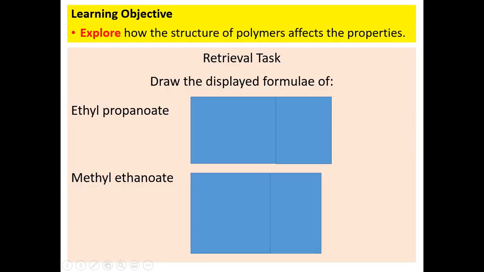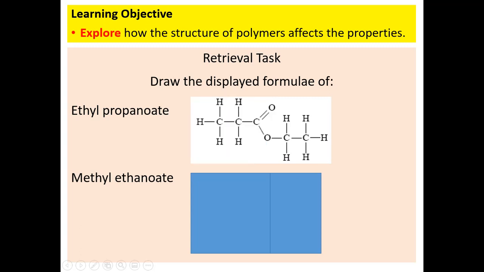So let's have a little look then. Ethyl is the second bit on the end. So you've got your ethyl group, which is your CH2 followed by your CH3, so your 2 carbon atoms and then 5 hydrogens, and that's attached to propanoate, which means 3 carbon atoms, so 3 carbon atoms in a row. On that final carbon atom you've got your C double bond O and the other O joining onto the ethyl at the end.